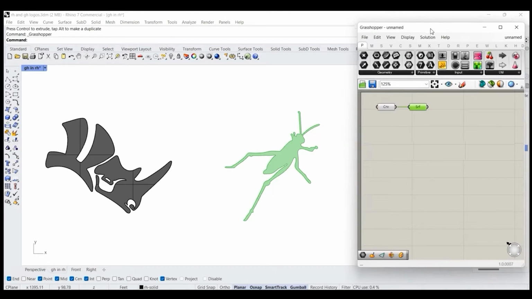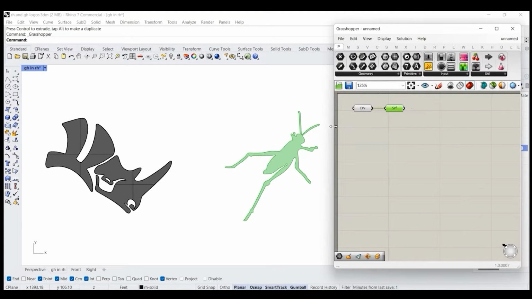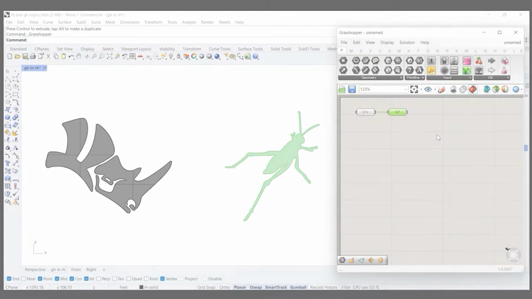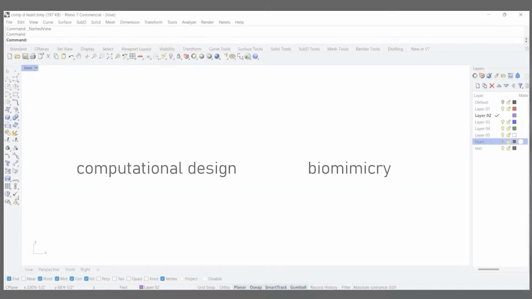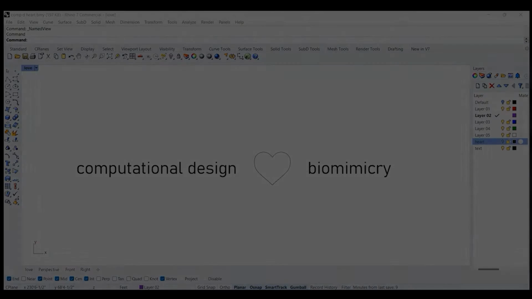This is a Grasshopper canvas. Grasshopper is a plugin for Rhino. It runs inside Rhino. So this tutorial is an intro to Grasshopper, but it's also an intro to computational design. It's a glimpse into computational design more broadly and a glimpse into biomimicry. And we bring in biomimicry because computational design and biomimicry go really well together. Computational design is a wonderful way to explore biomimicry, and vice versa. Biomimicry is an excellent way to explore computational design.